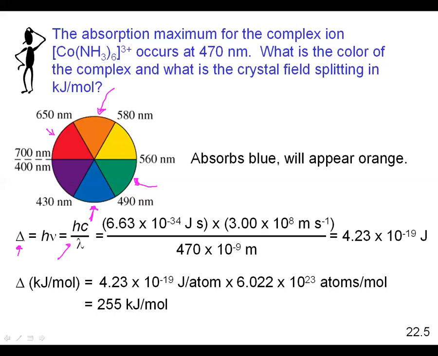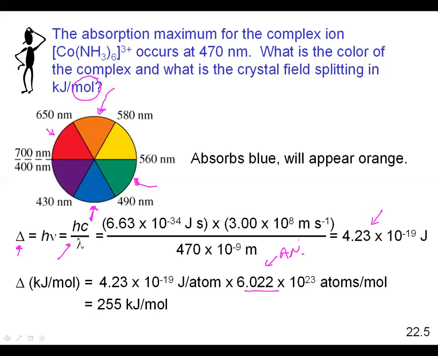That gives us this amount of energy per atom, and we want it per mole. That's why here we use Avogadro's number to go from joules per atom to joules per mole. The atoms will cancel each other out, and you'll be left with joules per mole. And then you could divide it by 1,000 to get to kilojoules per mole. Any question on that calculation there?